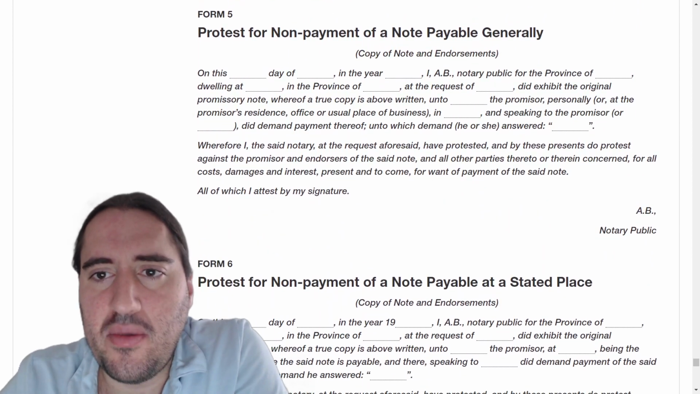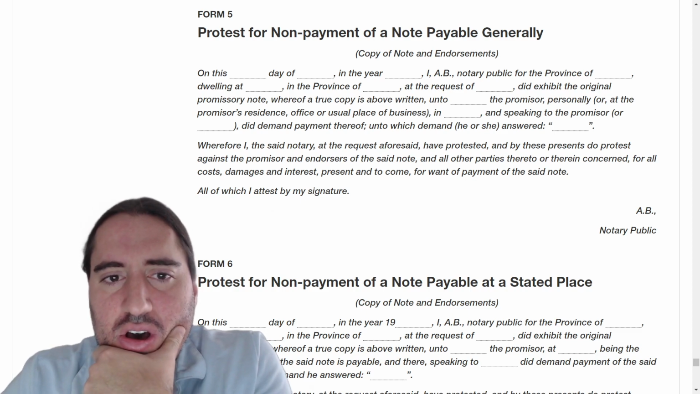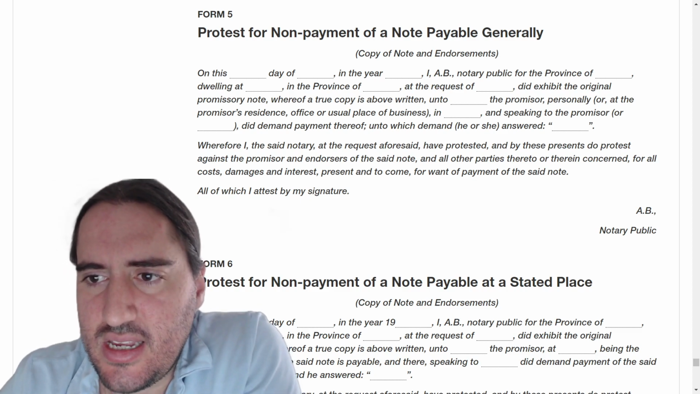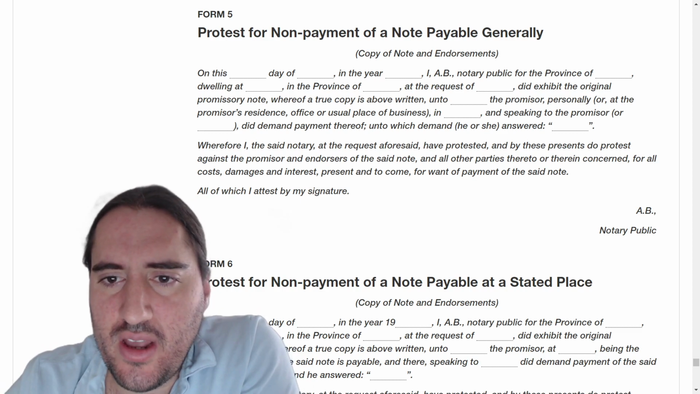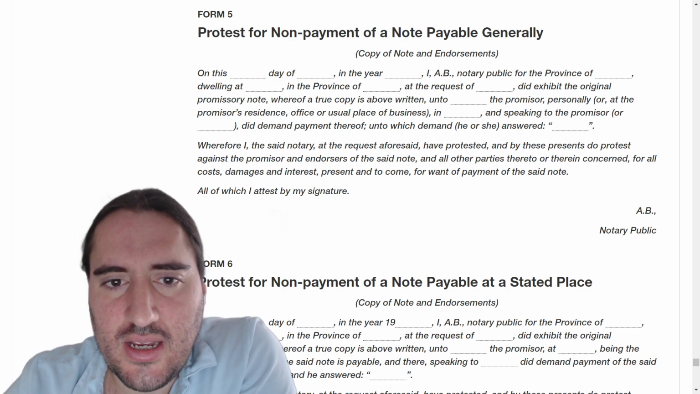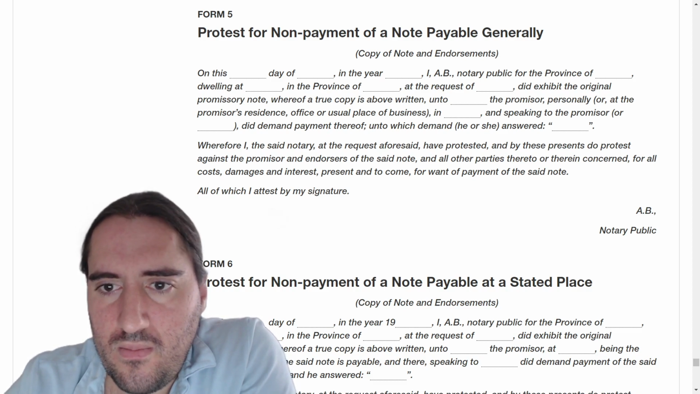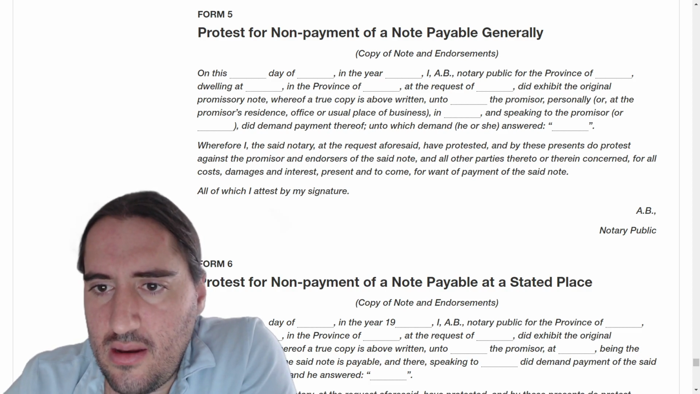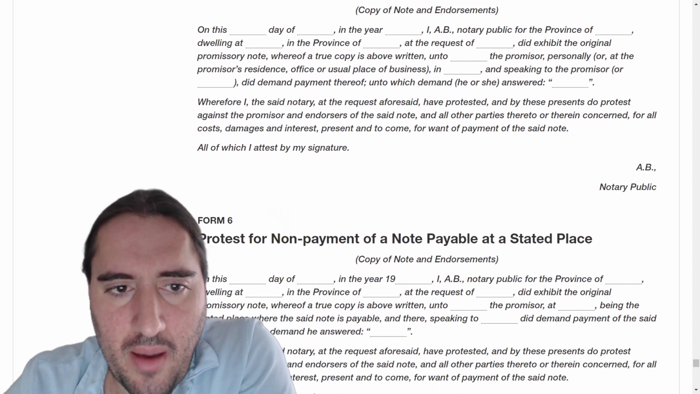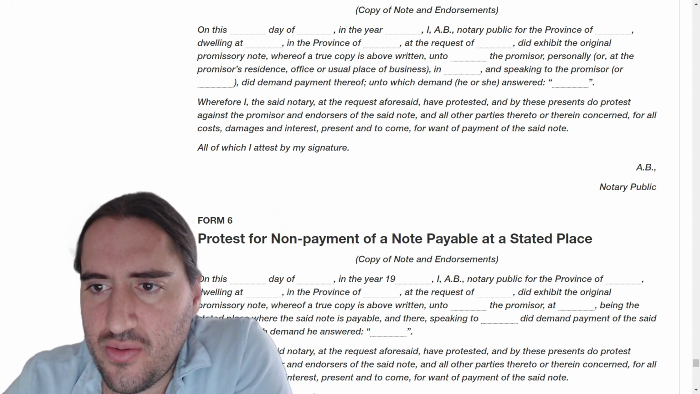Form 5. Protest for non-payment of a note payable generally. On this whatever day and whatever year, I, the notary public for the province of, dwelling at wherever the notary is, at the request of the drawer, did exhibit the original promissory note, whereof a true copy is above written, unto the promisor personally or at the promisor's residence, office, or usual place of business, in, unto personally, and speaking to the promisor or whoever did demand payment thereof, unto which demand he or she answered, "I'm not paying."